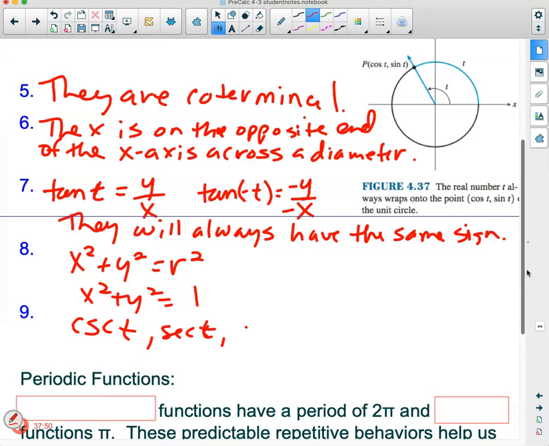Secant of t and cotangent of t. And the properties that hold for sine will hold for cosecant. The properties that hold for cosine will hold for secant. And then the properties that hold for tangent will hold for cotangent. So you can just make up some of those secondary trig function properties.